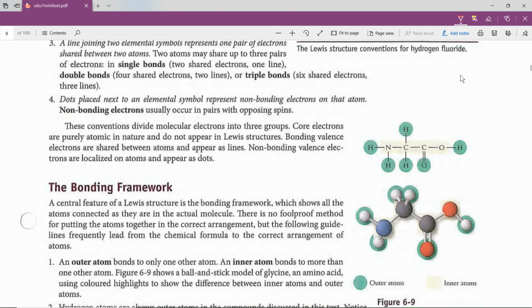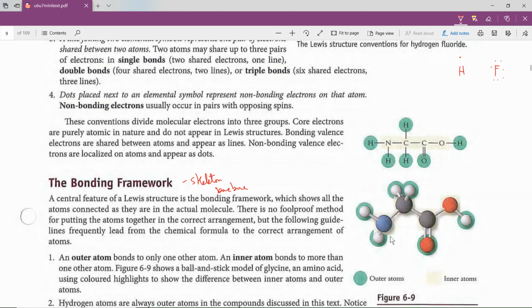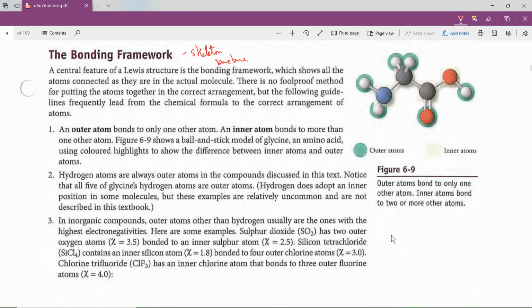Just as an aside here, when you're doing Lewis diagram just for an atom all by itself, there's hydrogen, there's fluorine, right? So this is an isolated neutral atom all by itself. Bonding framework, I also call that the skeleton. I like to call it the skeleton or the bare bones of what's going on. If you want to call it the bonding framework, go ahead. It shows all the atoms connected as they are. There's no foolproof method for putting them together, but there are some guidelines that'll help to put them together.